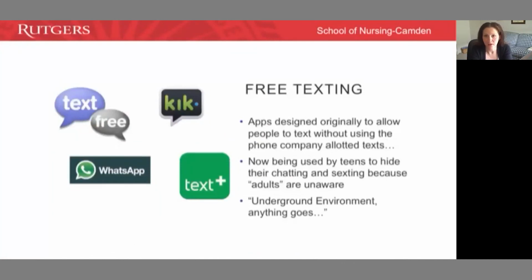Free texting is another form that predators use to lure their victims. Free texting apps, such as Text Free, Kik, Text Plus, and WhatsApp, which is a very common app that I have on my phone, are another form of communication that allows predators to communicate with their victims without others knowing about it or parents being really able to block them. This is a popular method used by teens to hide chats and sexting, as it's an app that parents may not be aware of or even have control over on their phones.